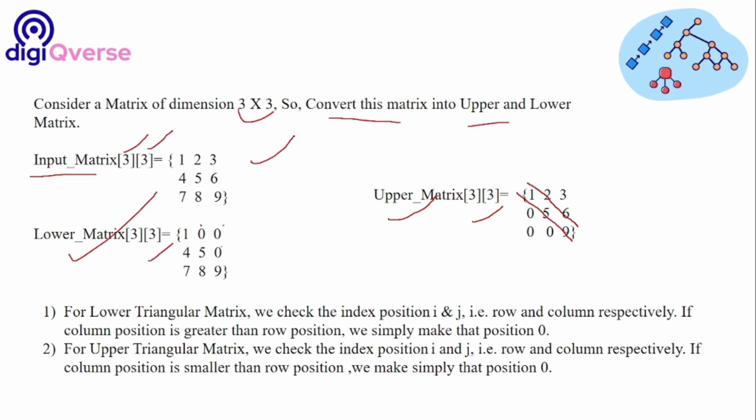For the lower triangular matrix, we check the index positions i and j, where i is the row and j is the column. If the column position is greater than the row position, we simply take it as 0. This is the condition for making the lower triangular matrix. For the upper triangular matrix, we check the index positions i and j, row and column. If the column position is smaller than the row position, then we simply place 0 at that position.